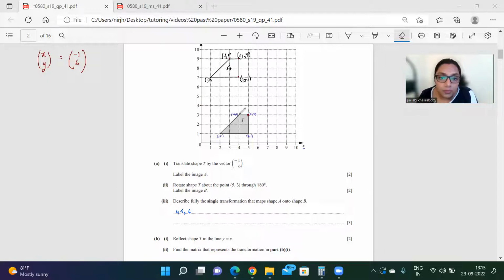Then what happens to this point, which is 4,3? 4,3 will come on this side. What will happen to 5,1? 5,1 will go up, 2 places up. It was 2 places down, so if you reflect it, it will be 2 places up.